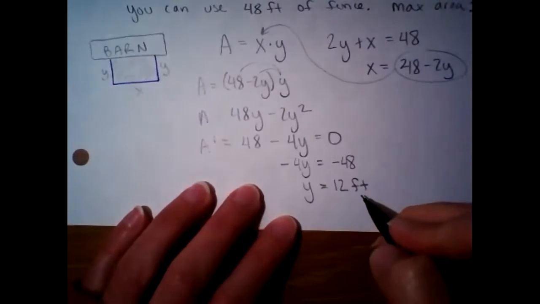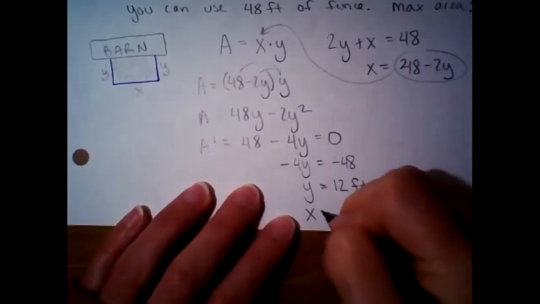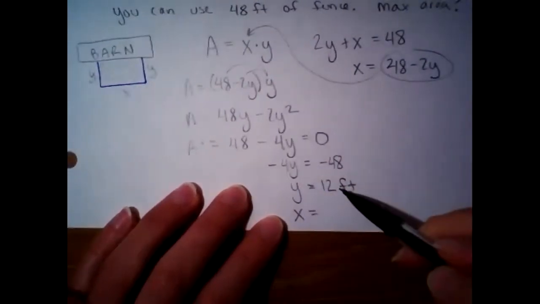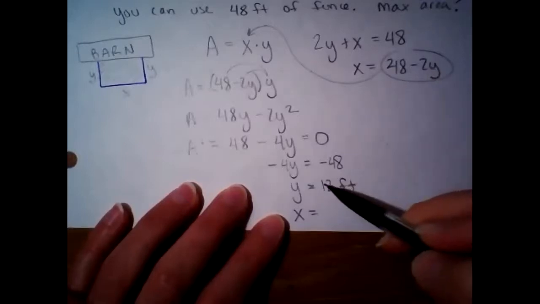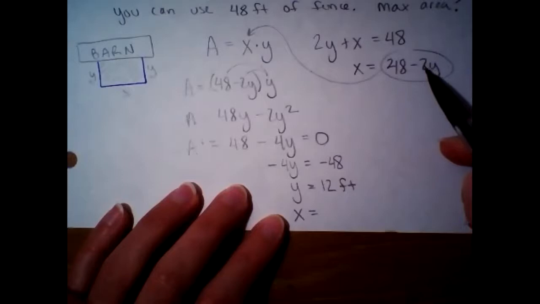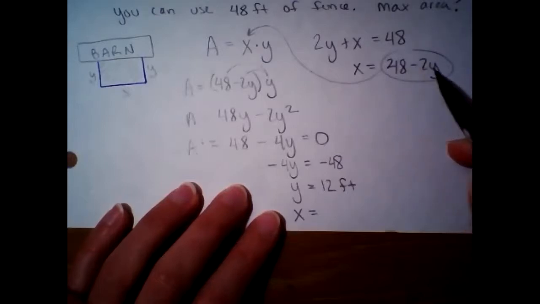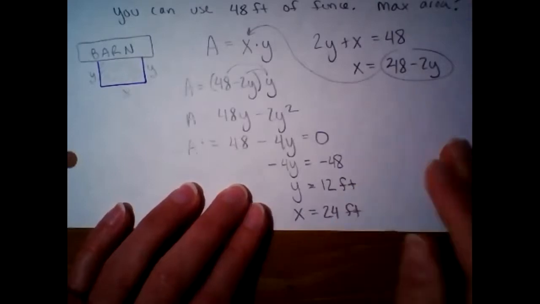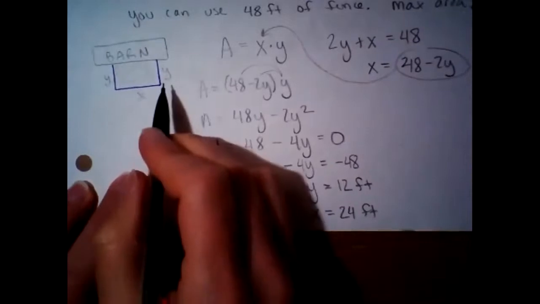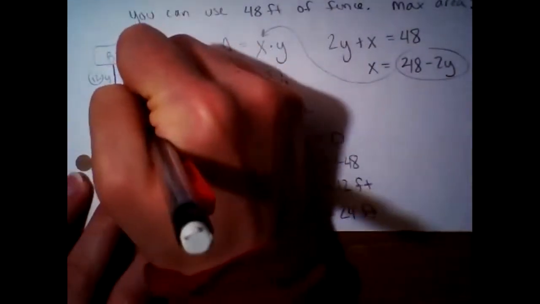And so that's y, but we still need x. So I'm going to plug 12 back in for y. 12 times 2 would be 24. And 48 minus 24 would be 24. So 24 feet. So let me write that in the picture here. Y would be 12. And x would be 24.